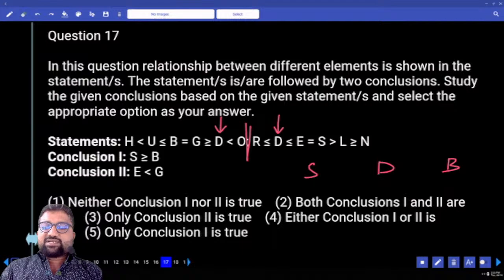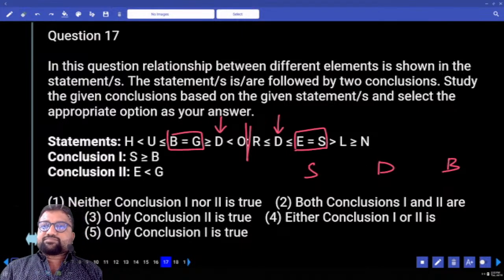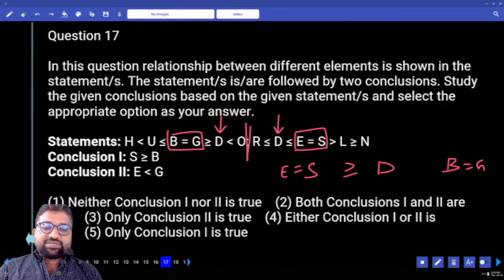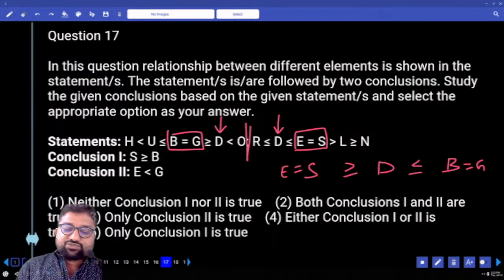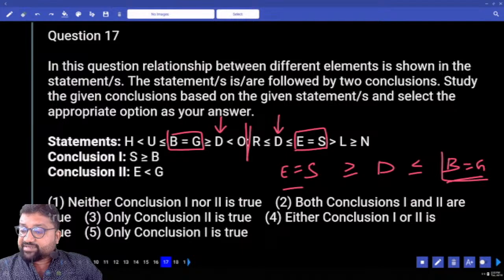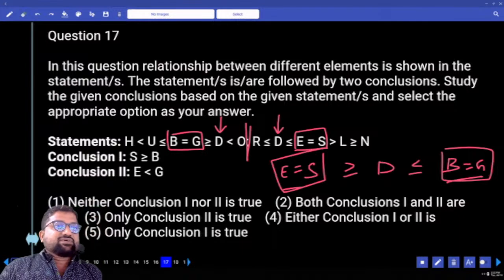While looking at S, D and B, I need to observe one very, very important point. S is greater than or equals to D, D is less than or equals to B. The symbols between S and B are opposite, and you also have equal to's here. Be very, very careful. S and B: S is greater than or equals to B.